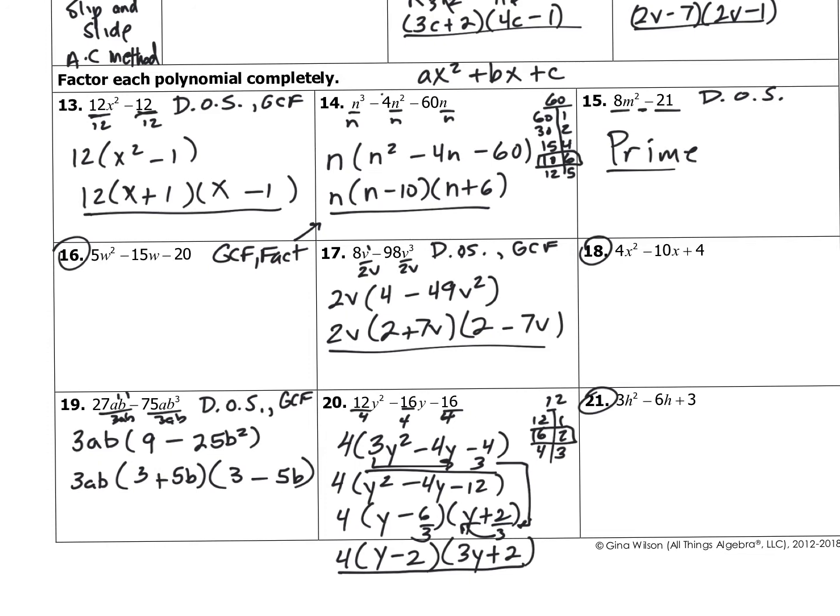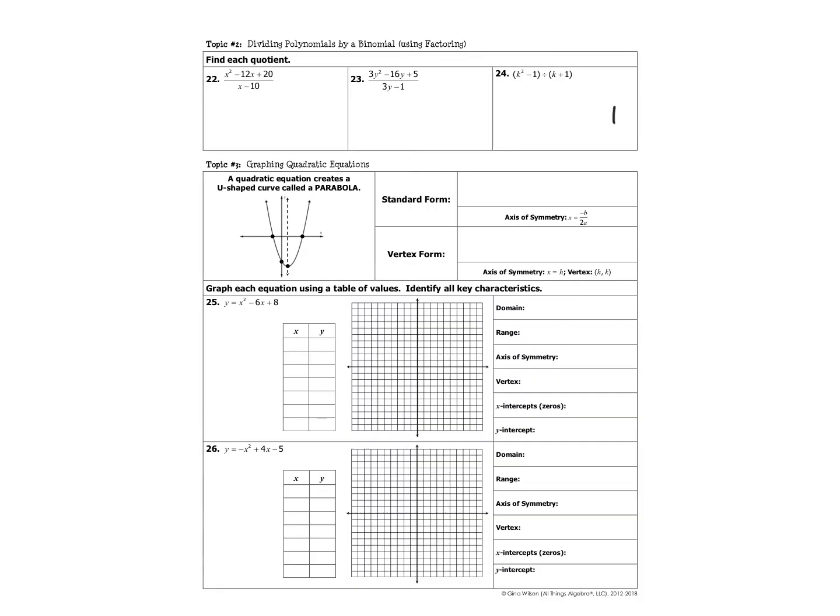21 is GCF. And then just factoring, just like number 14. 18 is slip and slide. Okay. Trying to help you guys a little bit, even though I think you're capable of identifying the different techniques needed.